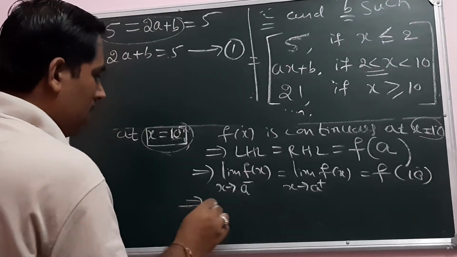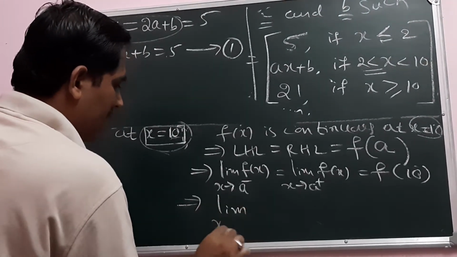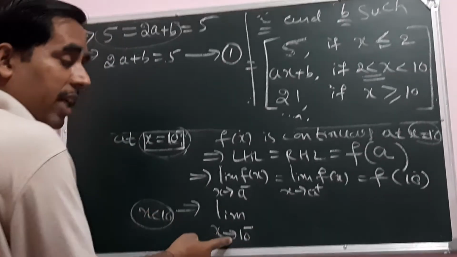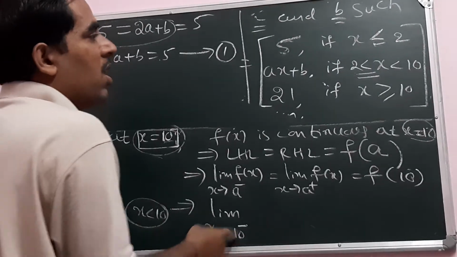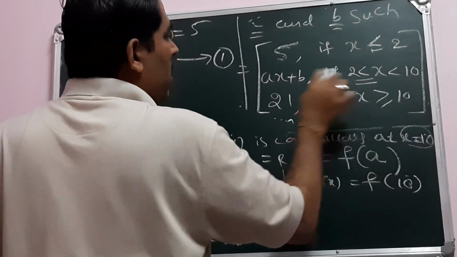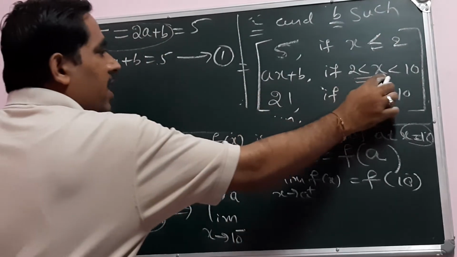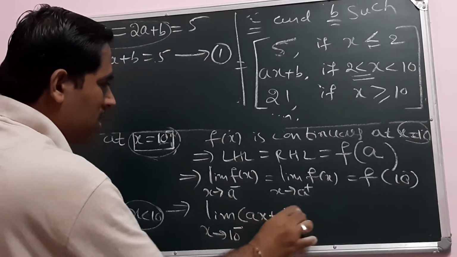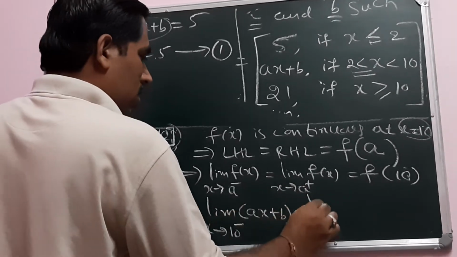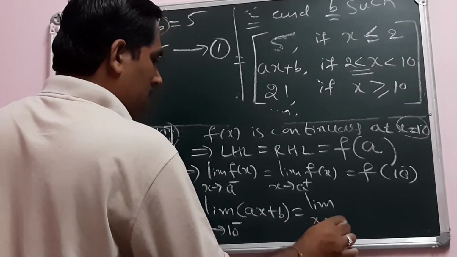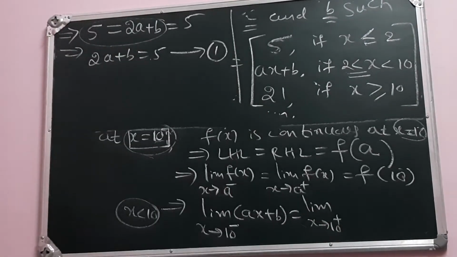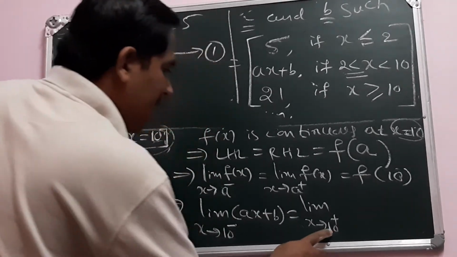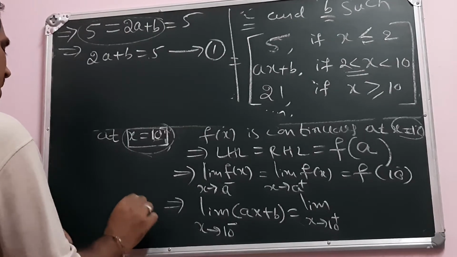Then, see, limit of x tends to 10 minus means what? x is less than 10. See, once again I'm repeating, left hand limit, x is less than 10. See, x is less than 10 means ax plus b. So I will write ax plus b. Then this one is limit x tends to 10 plus. So 10 plus means, what is this here? 10 plus means x is greater than 10.